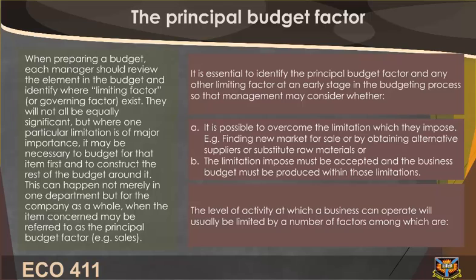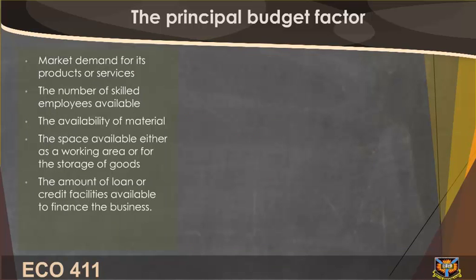The level of activity at which a business can operate will usually be limited by a number of factors, among which are market demand for its products or services, the number of skilled employees available, the availability of material, the space available either as a working area or for storage of goods, and the amount of loan or credit facilities available to finance the business.